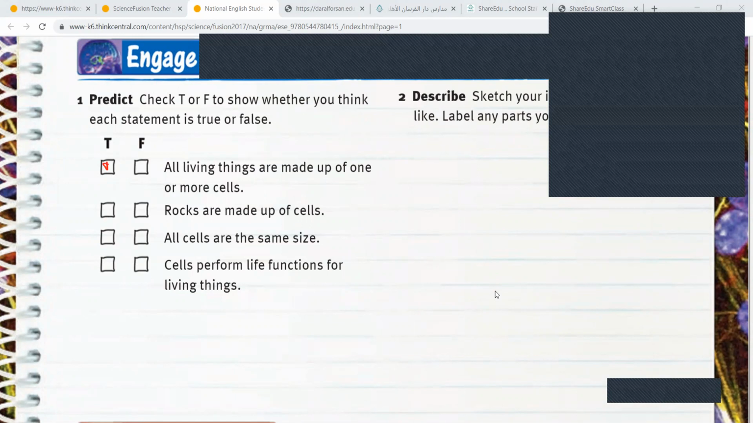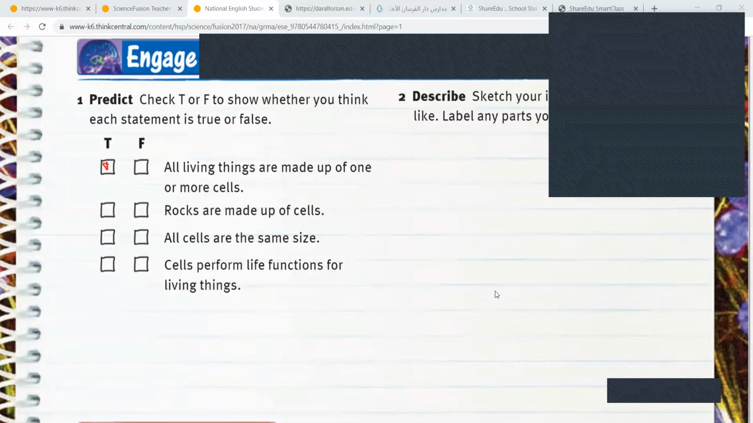Malak, next question for you. Rocks are made up of cells. True or false? False. Why are rocks not made up of cells? Because they're not a living creature. Excellent. It's not a living creature. So what does it have? Atoms. What is the smallest unit of rock? Atoms.